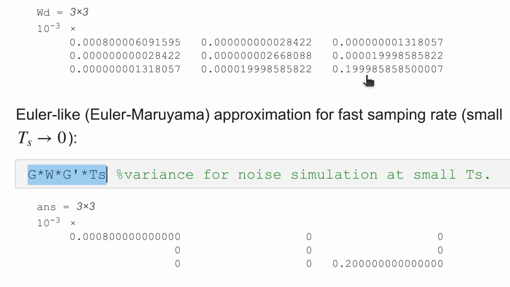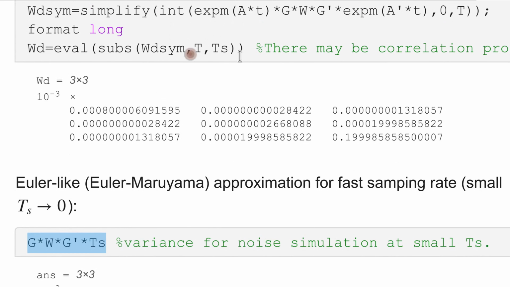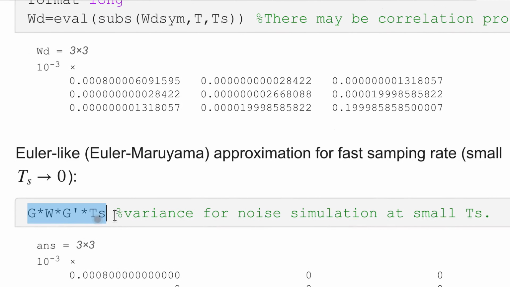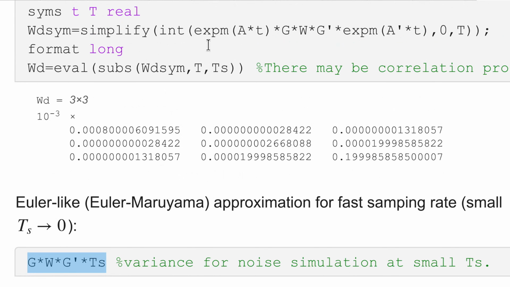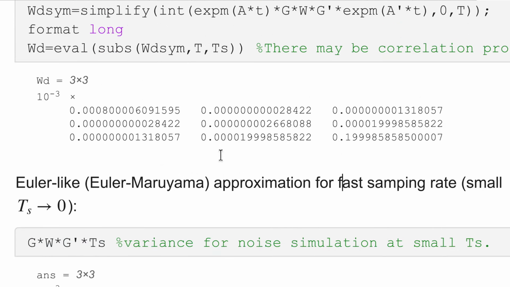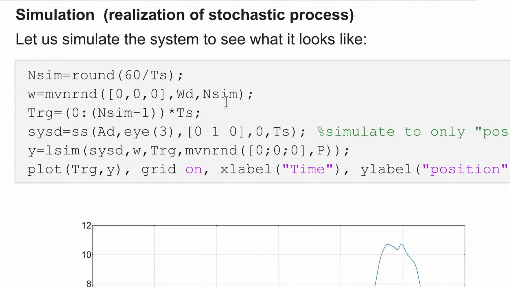But the thing is that this integral stuff is exact whatever the sampling period is, and this is only valid for extremely small sampling period values. And this is the so-called Euler-Maruyama approximation for simulations of continuous time processes via discretization. But if the process is linear, then we can get these integrals of exponentials to be exact. Details, of course, are not in the scope of this video, so basically once we have the discretization, let us simulate what will happen during 60 seconds.